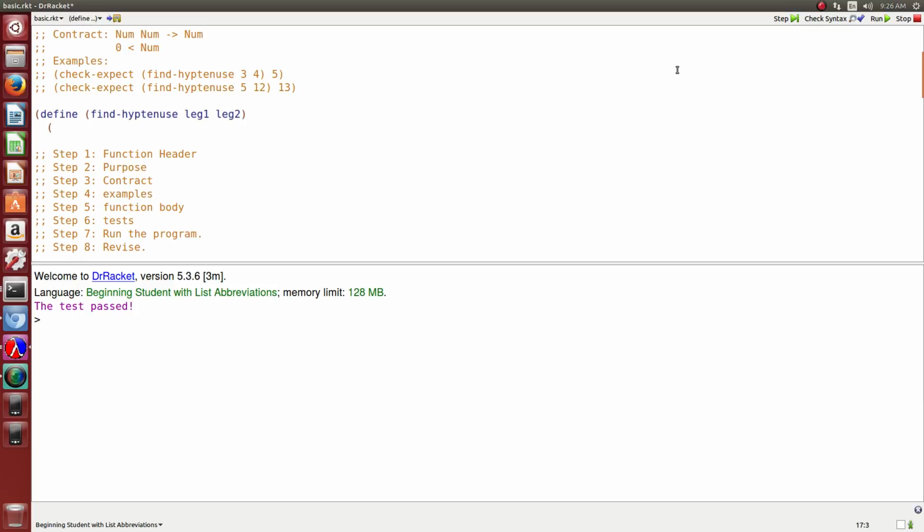Well, looking at our formula, we know that it should be a squared plus b squared equals c squared. So, first I'm going to have to add them together. I guess when you're writing Racket functions, you're going to think in reverse. Like, what's the last thing I need to do? Well, I need to add together a squared and b squared. Okay, well, now what's the second last thing? I need to actually square the values. I need to square leg 1. I need to square leg 2.